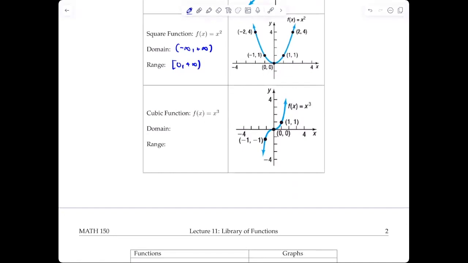For cubic functions, we're not going to spend a lot of time on cubic function, but the cubic function is the function with the power 3. Right? So the domain in this case is from negative infinity to positive infinity. And the range is the same, from negative infinity to positive infinity.